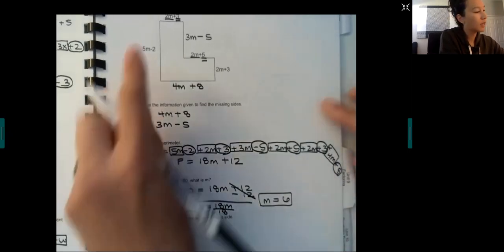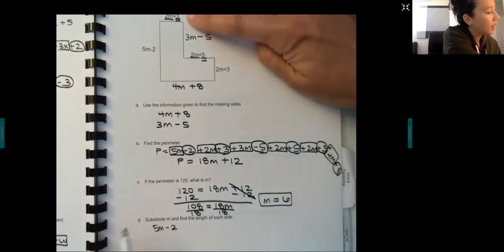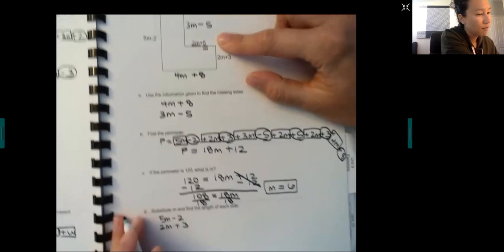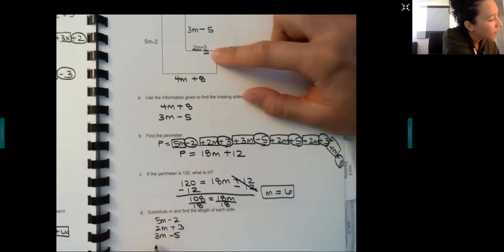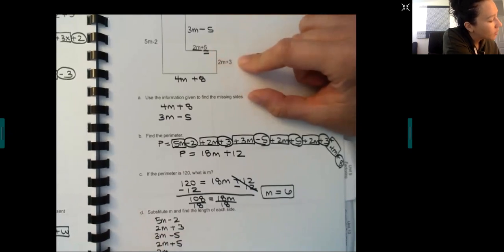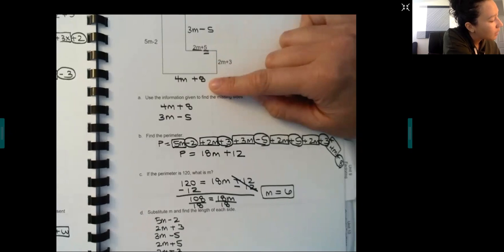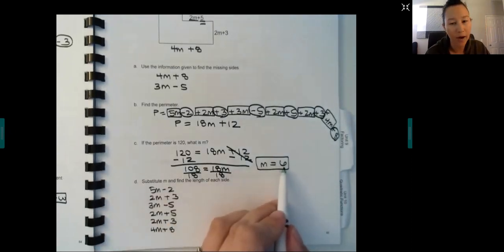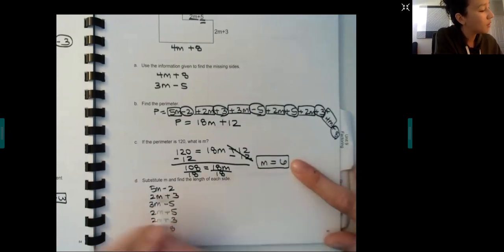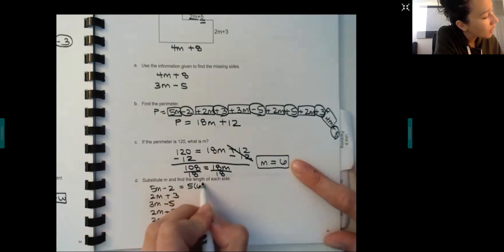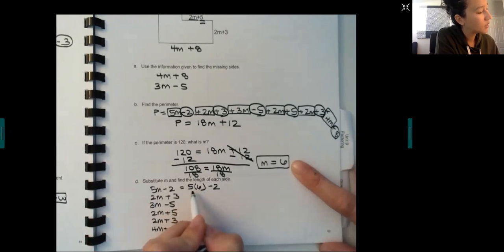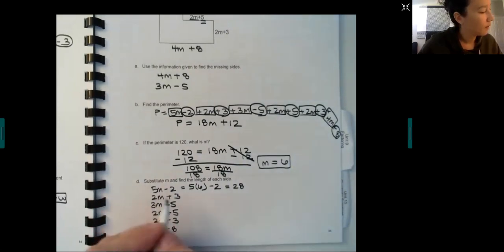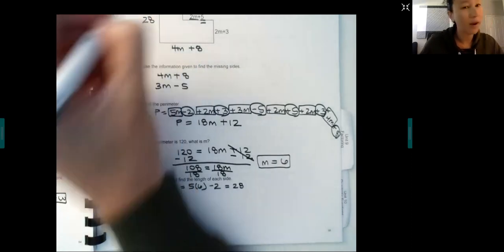So let's go ahead and just list all of our sides first. So we have 5m minus 2, and then we have 2m plus 3. And then we have 3m minus 5, 2m plus 5, 2m plus 3, and 4m plus 8. And so now we just need to substitute 6 for m in all of these, and then we'll know the length of each side. So m equals 6. So this is 5 times 6 minus 2. 5 times 6 is 30. 30 minus 2 is 28. So we know the side that's 5m minus 2, this side right here is 28.